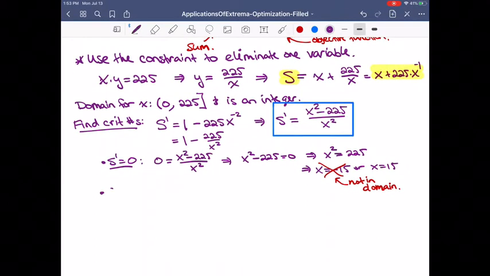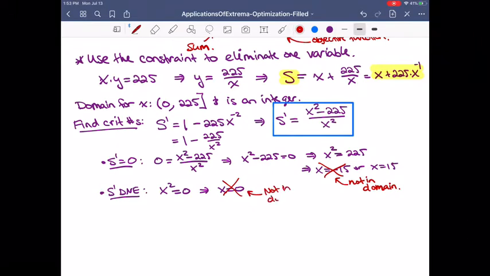Now I also need to think, where does the derivative not exist? That's going to be when the bottom is 0, so when x squared is 0, so that's when x is 0. Again, though, this one is not in the domain. If x is 0, there's no way I could multiply it by a y and get 225. So I know the constraint is not satisfied. It's not a positive number, so we can throw it away. So our only critical number is x equals 15. Only one in our domain, I should say.